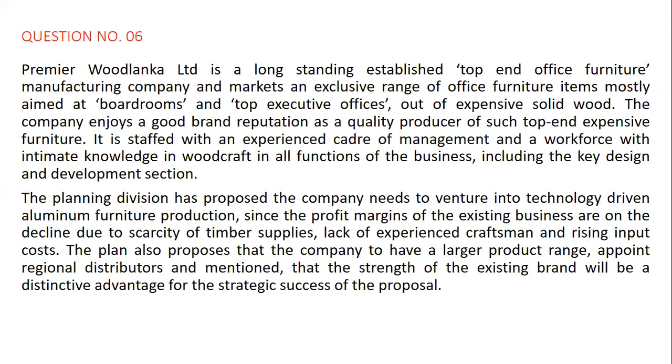So this is the second paragraph. Now there is a scarcity of timber, and there are no experienced craftsmen, carpenters, to work properly. Because of this, the profit margin, the GP margins, are dropping, declining, deteriorating. So they are thinking of going into aluminium fabrications through new technology. Instead of wood, they are proposing to go into offices and furniture made of aluminium. Their strategic planning division is saying that the profit margins in the existing business of branded wooden furniture are dropping, so therefore we will go to aluminium.